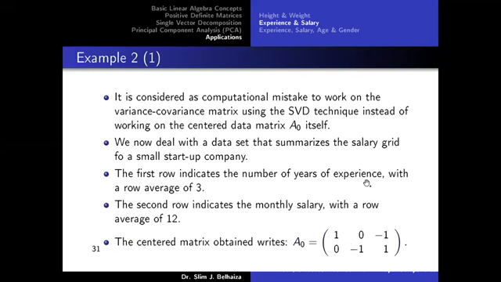The first row indicates the number of years of experience of the employee, and the second row indicates the monthly salary. So here I had an initial data matrix, which has an average row, which is 3 years of experience on average, and 12 as the average monthly salary. When we center it, I obtained this matrix, which basically has just 3 employees and 2 rows, just for simplification. But in general, we have a large sample, a lot of data and a limited number of rows.